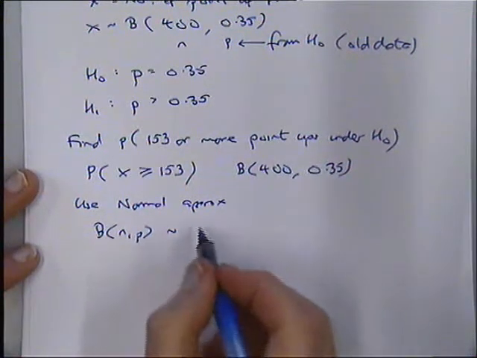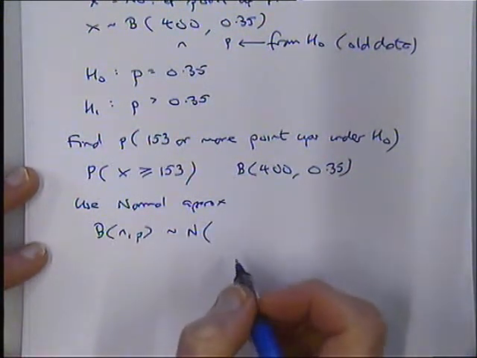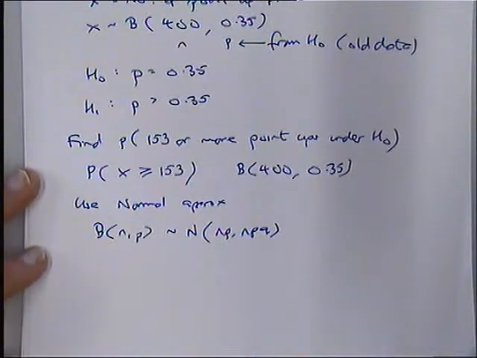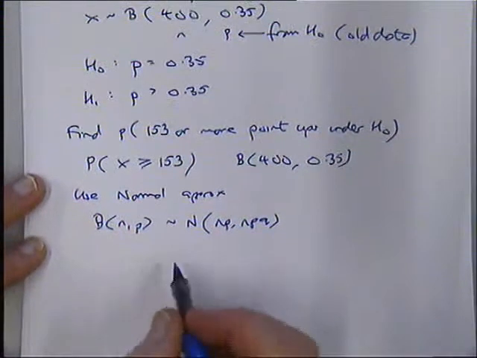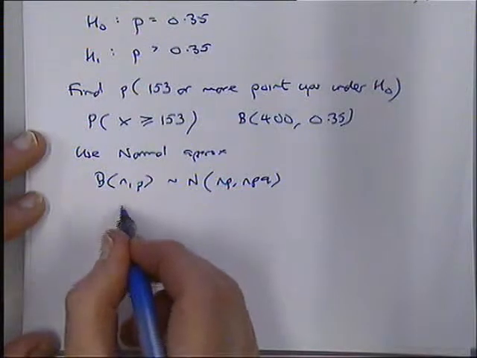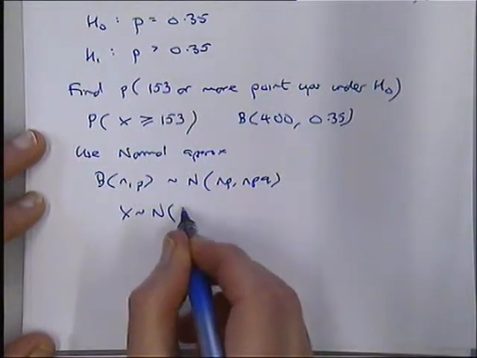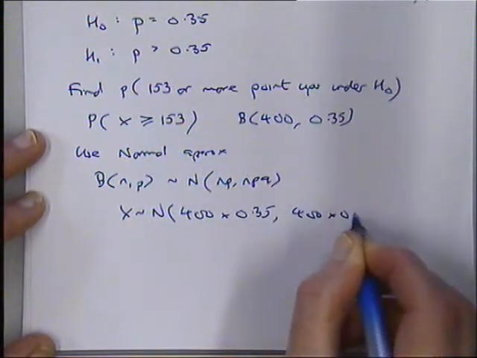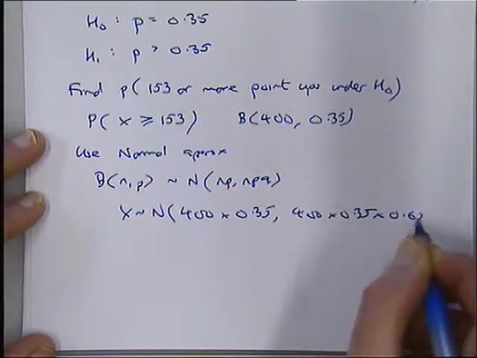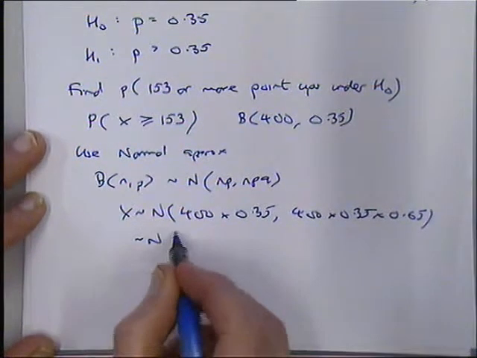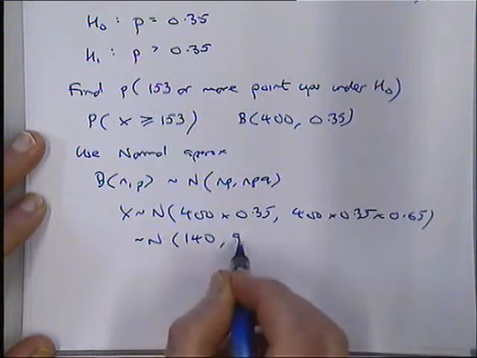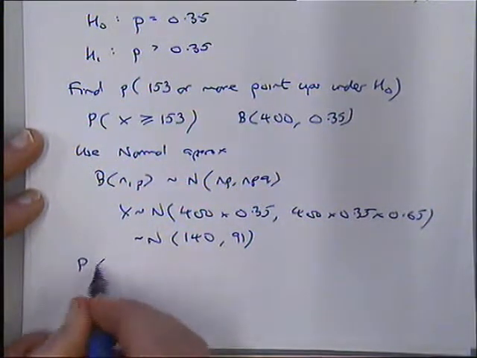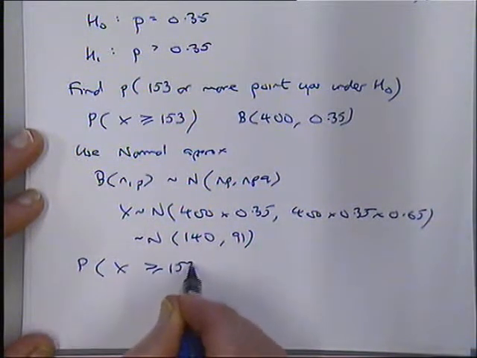So, binomial n and p, what does that change to for the normal distribution? np and then npq, where q is 1 minus p. So X is now normally distributed with mean n times p and variance n times p times q, and that is 114.91 apparently. So I want the probability that X is greater than or equal to 153.